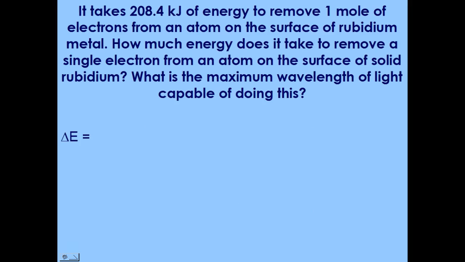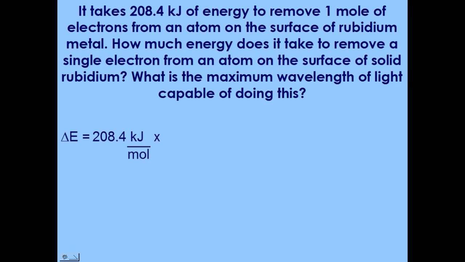In this next example, we're going to go in from the opposite perspective. We're taking the energy that it would take to remove 1 mole of electrons from the surface of a rubidium metal. Its ionization energy, 208.4 kilojoules per mole. And we want to know how much energy it would take to remove 1 electron. So before we went from the photons to a mole of photons. This time we're going from a mole of electrons to just 1 electron.